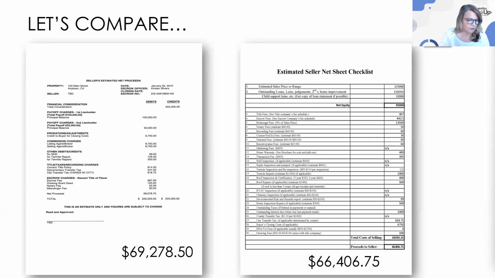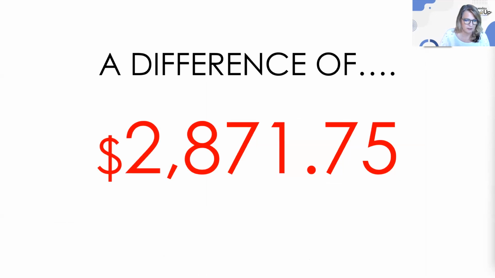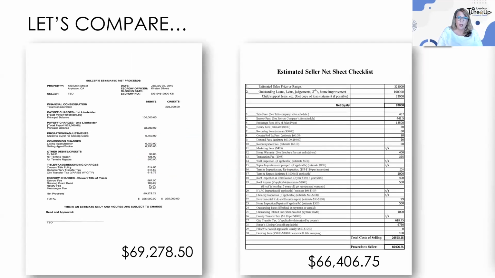It's a difference of almost $3,000. Okay. Now, in a higher sales price, it's going to be dramatically different. Why? Because the title company didn't know about a lot of different things. They didn't know about estimated roof work or estimated fees to the buyer or different things like that. So it can be a pretty significant difference, right?